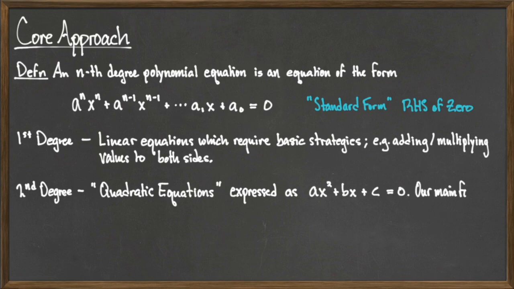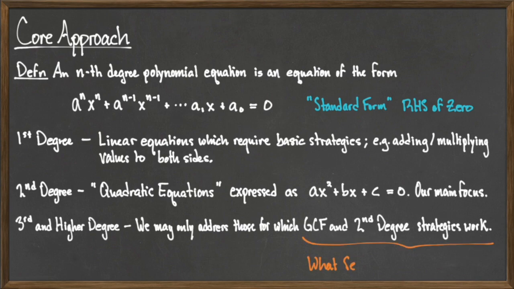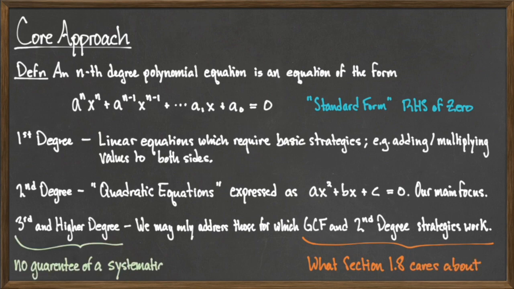Again, the easiest way to think about this is that it's a default starting position so that we can more easily use other techniques. First degree polynomials are linear equations, which is what we saw in section 1.7. Second degree polynomials are called quadratic equations, which will be the majority of our focus. And third and higher degree polynomials are only going to work if the GCF method of factoring works, or we can rely on second degree polynomial strategies. But there's not necessarily a guaranteed strategy for third and higher degree polynomials. So we really just care about the quadratic kind in this section.